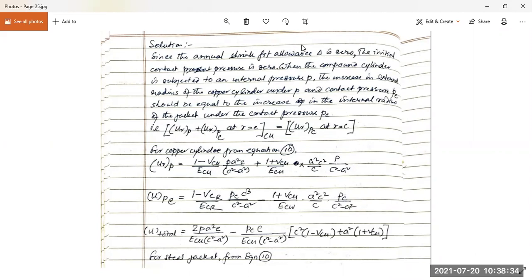So no allowance is given, and the initial contact pressure is 0. There is no contact pressure PC. But when the composite cylinder is subject to pressure P, the radius of the copper cylinder under this pressure will create contact pressure PC. So there is no shrinkage pressure, only the contact pressure is created due to the presence of the pressure inside the copper cylinder. Now, this is supposed to be equal to the increase in the internal radius of the jacket under the contact pressure PC.